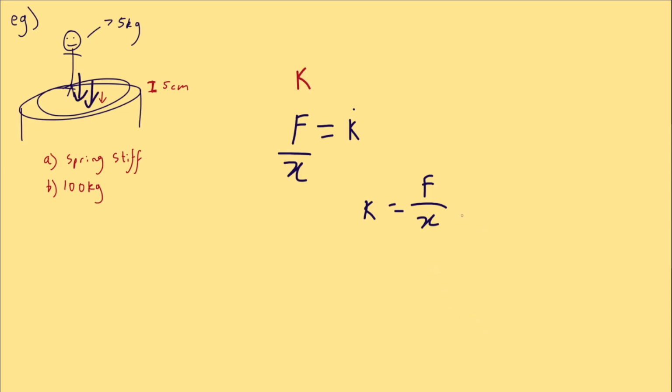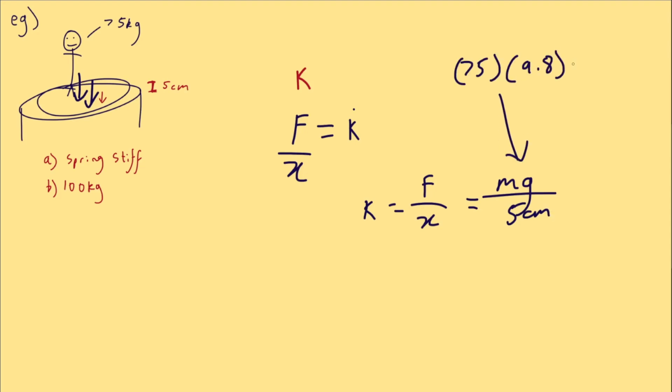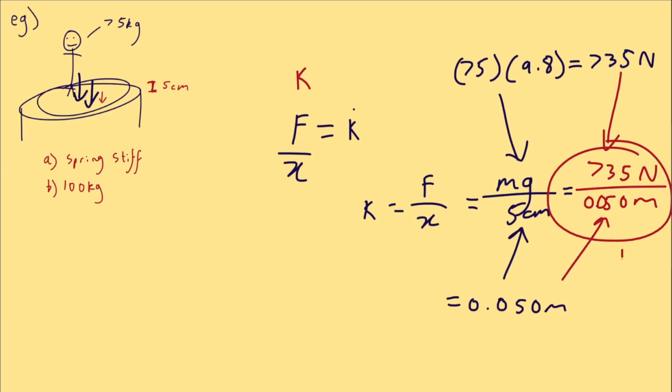Force stretching the trampoline is the weight of the dude, so gravity. So his mass times gravity. The displacement is 5 centimeters. The weight of the dude, let's quickly find that, would be 735 newtons. The displacement in meters, because we want our units to stay consistent, 5 centimeters is equal to 0.05 meters. So that's the two values we're plugging into our formula. Plug it into a calculator. Your answer is 14,700 newton meters.